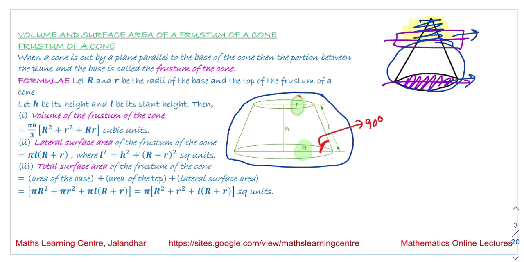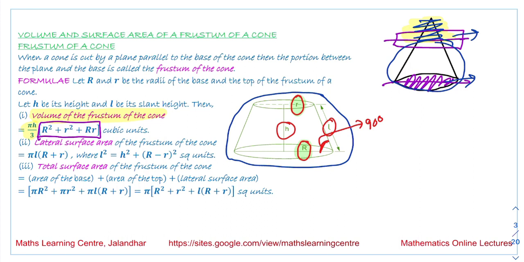Small r is the radius of this upper part, and capital R is the radius of this lower part, and this height h, and this is the slant height L for this frustum of the cone. Then we have the formulas. The volume of the frustum of the cone is equal to pi h by 3 into capital R square plus small r square plus capital R into small r.